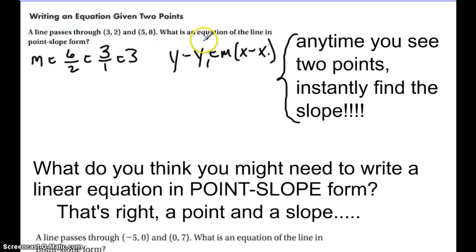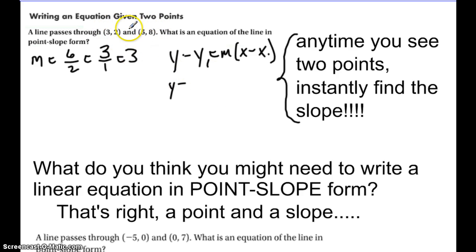Where we've got our x and y value from our point and our slope to plug in. Well, if that's the deal, let's start plugging some things in. Y minus our y value, well, we can use either point. It does not matter which point you use. So let's use 3, 2.